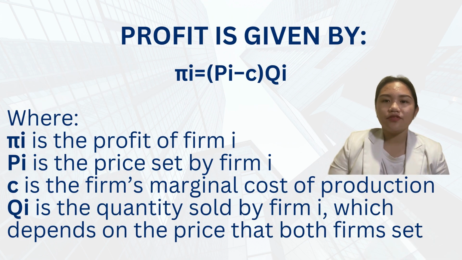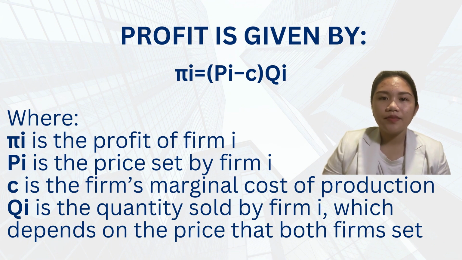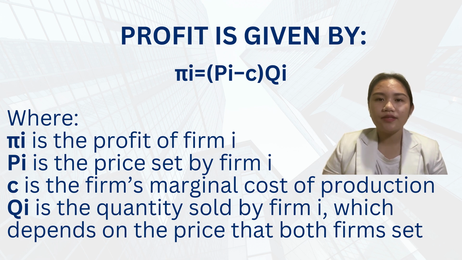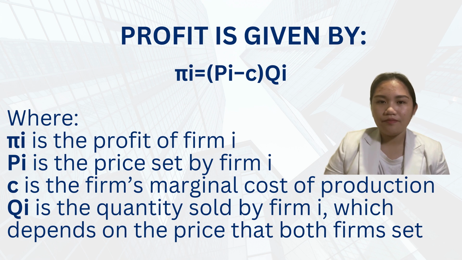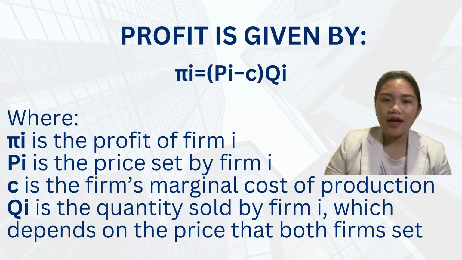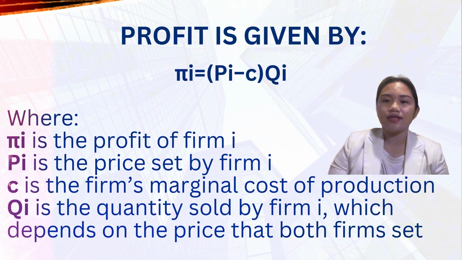And the profit is given by π_i = (P_i − C) × Q_i, where π_i is the profit of firm i, P_i is the price set by firm i, C is the firm's marginal cost of production, and Q_i is the quantity sold by firm i, which depends on the price that both firms set.